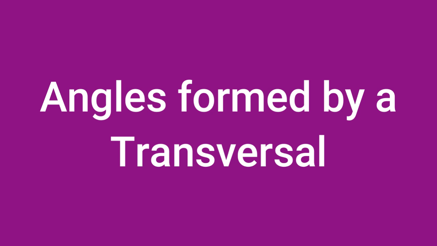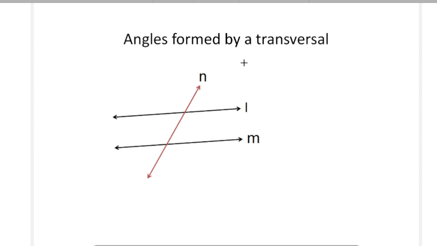So let us start. Angles formed by a transversal. Here line L and line M are two lines, okay, and line N is intersecting both the lines. Now here it is intersecting at 2 points. Now in total there are 8 angles formed.